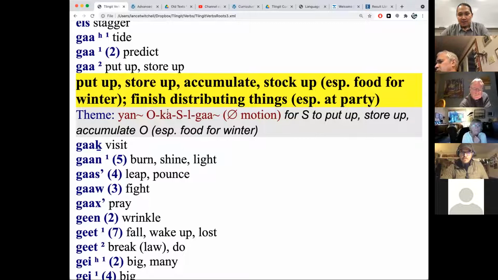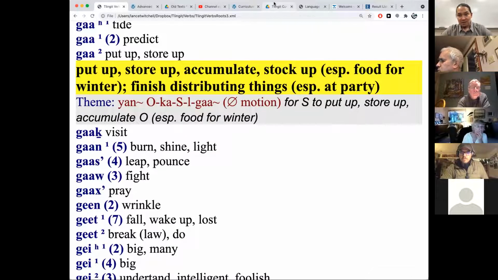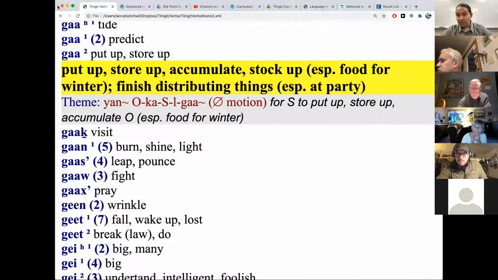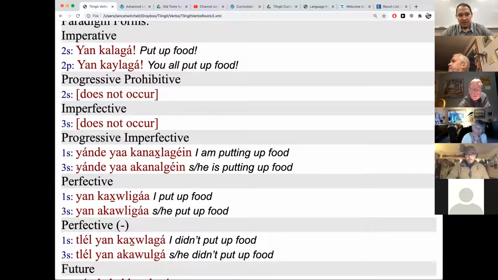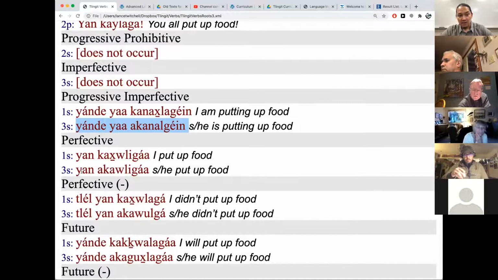Whereas I think the difference would be like, this is more specifically to be putting it up for storage. So especially like the canning part, the drying part, all of that. And I think the other is just generally working on foods. I think they're very similar concepts. It could be even like doing the same thing. But for me, I think of this verb. So you see, yande ya akanashkein or yan akaushaka, yan kaushaka.